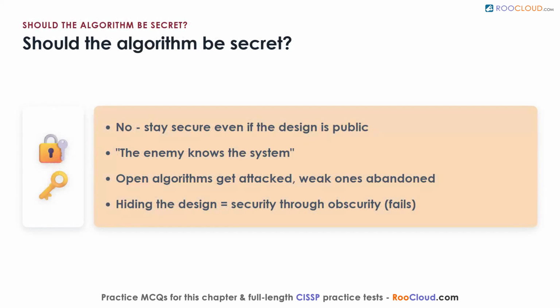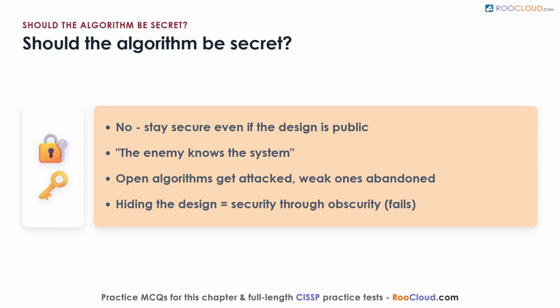Should the algorithm itself be kept secret? Most cryptographers say no. The guiding idea here is that a system should stay secure even if everyone knows exactly how it works, as long as the key stays private. The blunt version is simply, the enemy knows the system.